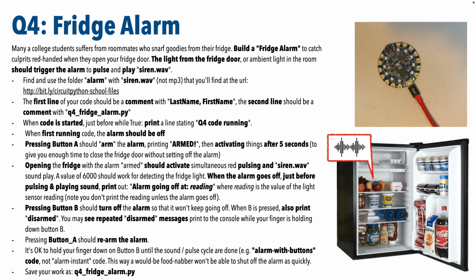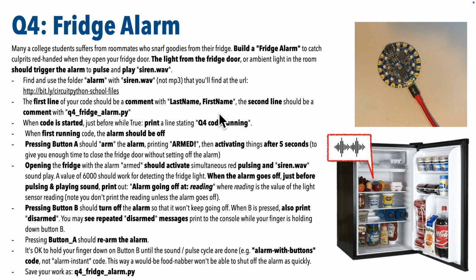The next 2 questions are the fridge alarm. Build a fridge alarm that will catch culprits red-handed when they open the fridge door, and the light from the fridge door or the ambient light from a room should trigger the alarm to pulse and play siren.wave. So you can find the folder alarm with siren.wave. Notice it's not the MP3 file, you're using the WAV file at our regular URL where we have our files.